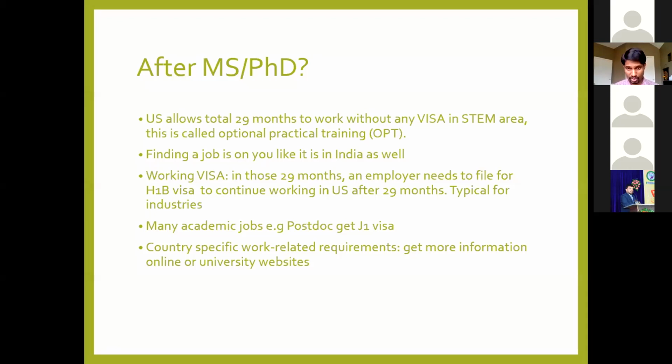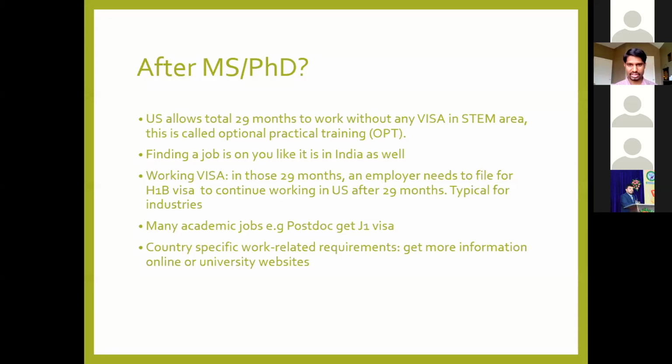Now, what happens after you finish your OPT, which is on your student visa? Then your employer needs to file for your H-1B visa. And you may hear that in the newspapers, right? President Trump is doing this and that to the H-1B visa, right? That's the typical working visa you get. Now, for example, if you are a PhD from India and you want to apply for postdoc positions here, either you get an H-1B visa or you get a J-1 visa. So that's another kind of visa you get.